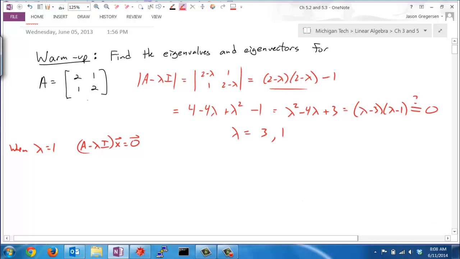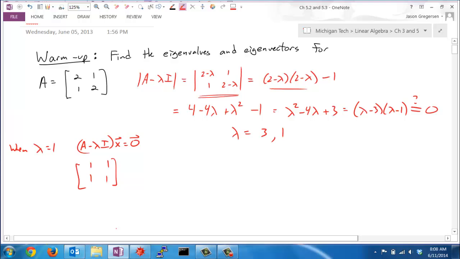A minus lambda I is essentially this thing. It's just subtracting lambdas on the diagonals. So all I'm really doing is plugging in lambda equals 1 to that thing. We get the matrix that looks like 1, 1, 1, 1. Of course, I could write that augmented with 0, but I don't really have to, because the row operations aren't going to affect those zeros on the right.